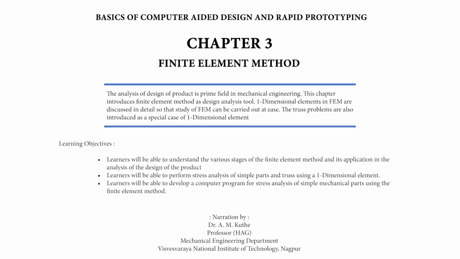Displacement of any point over the element domain can be written using the shape function as U equals N1 U1 plus N2 U2. If U1 and U2 are replaced by Q1 and Q2, then it can be written as U equals N1 Q1 plus N2 Q2.